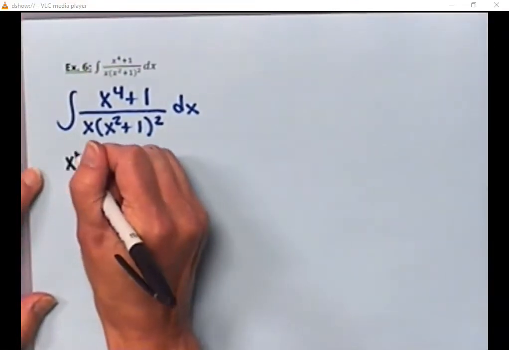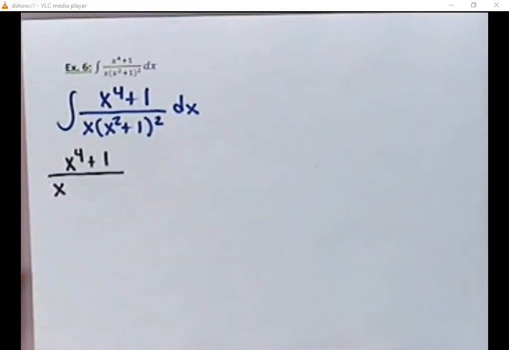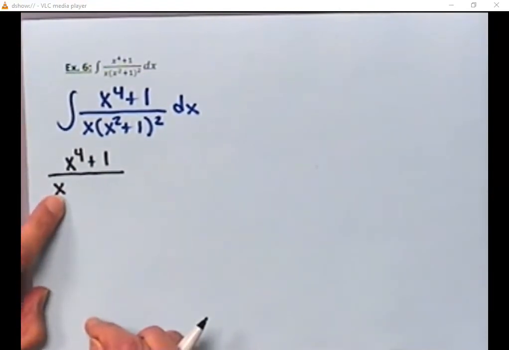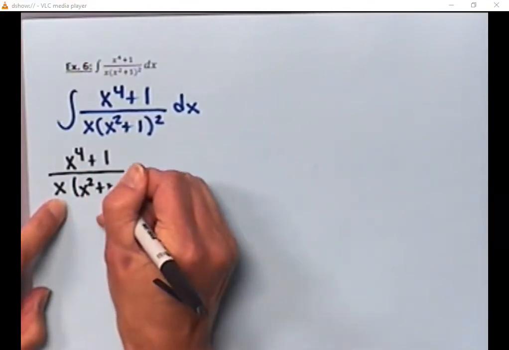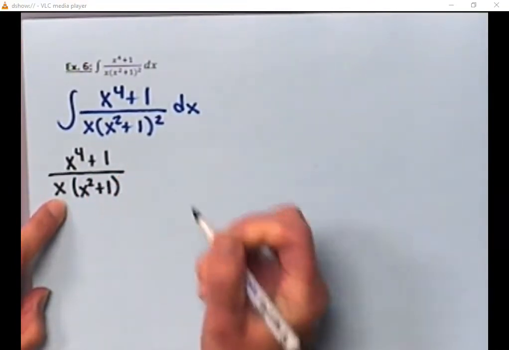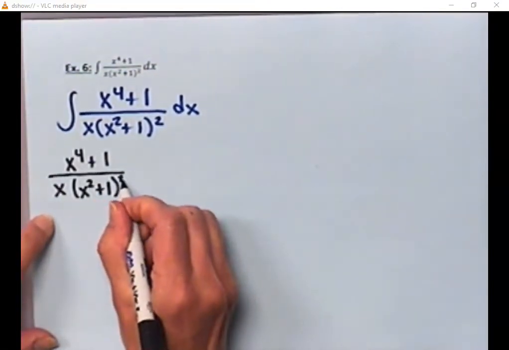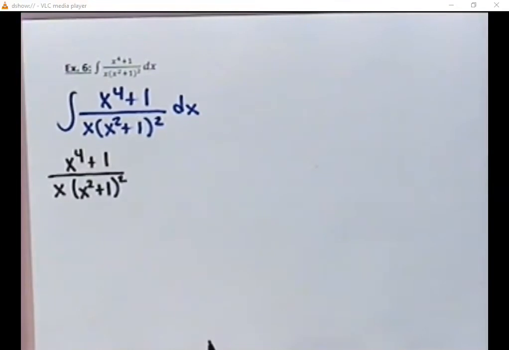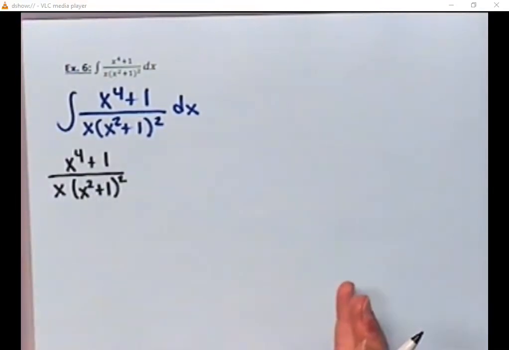So notice what we've got in the denominator here. What is the x? What type of factor is that? Linear, right? So this is linear. What is x squared plus 1? That is, yeah, quadratic, irreducible quadratic, because I can't break it down anymore. And it's to the 2nd power, so it's repeated, right? So this is called a repeated irreducible quadratic factor.